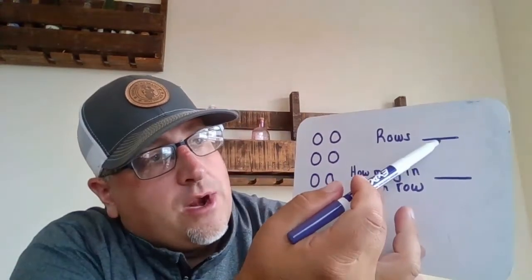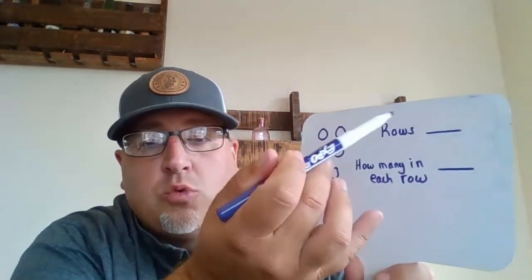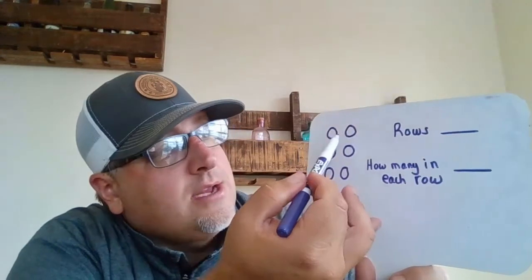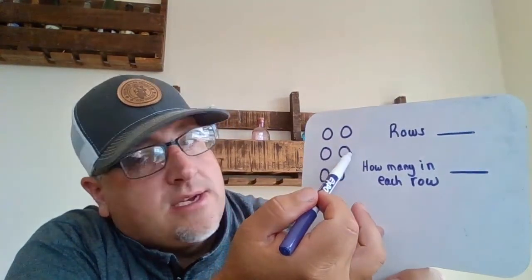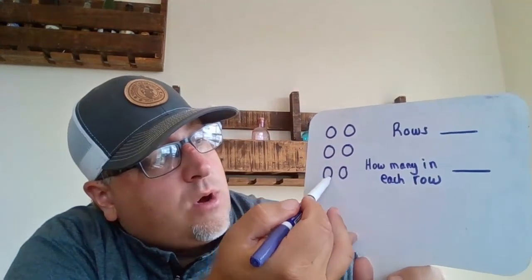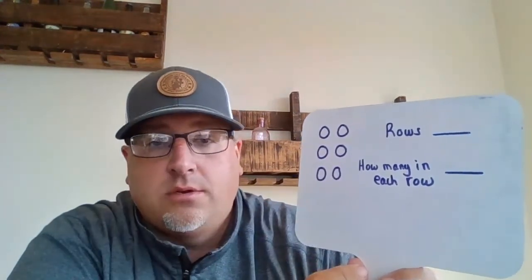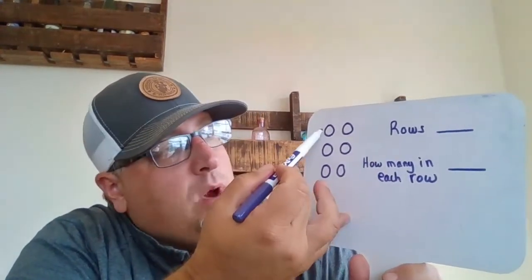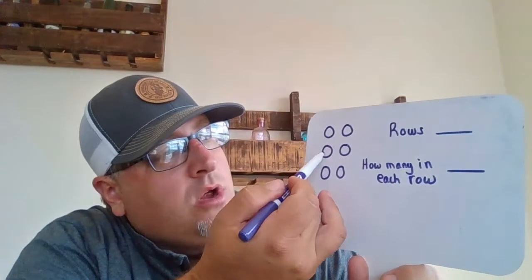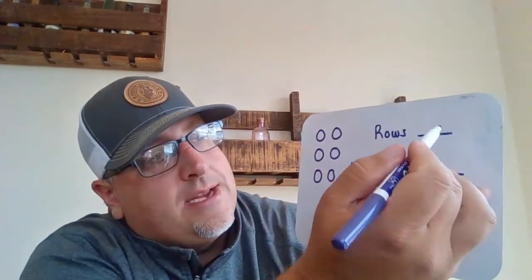So the first question is they want to know how many rows we have. Now we know rows go side to side. They go across. So right across here, that's 1 row. Right across here, 2 rows. Right across here, 3 rows. Okay, see how I did that? I just went right across and counted. I didn't count each circle. I just knew that all of that is 1 row, all of that is 2 rows, all of that is 3 rows.